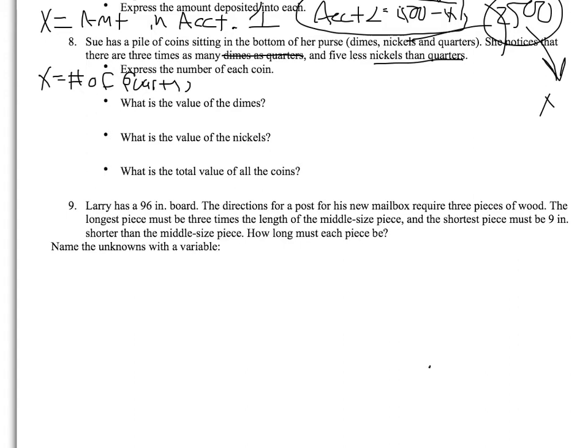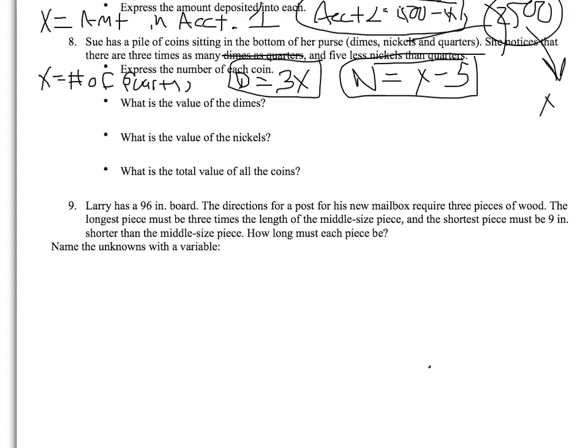Okay? So now, if X is the number of quarters, we need to know how many dimes we have. Well, there's 3 times as many dimes as quarters. So dimes, if quarters is X, 3 times that is going to be 3X. And then we have to have nickels. Now, if there's 5 less nickels than quarters, we're going to take 5 away from our X. So quarters is X, dimes is 3X, 3 times the number of quarters, and nickels is X minus 5, 5 less than that.